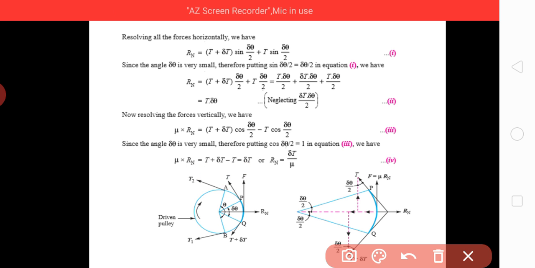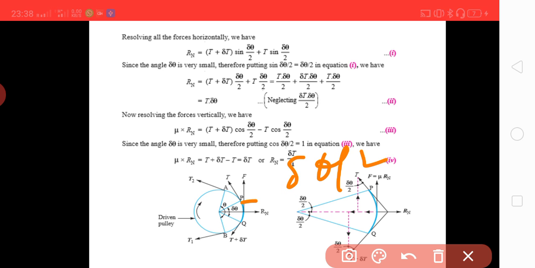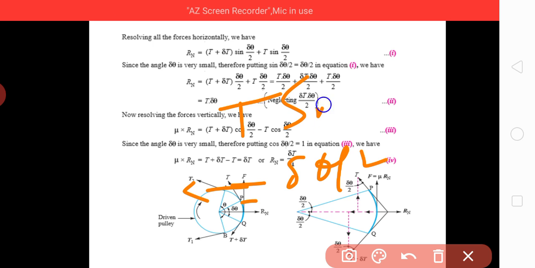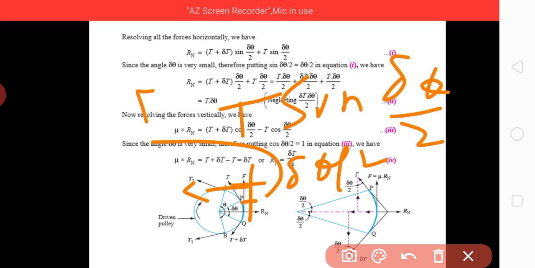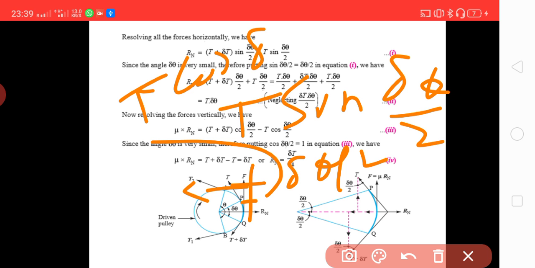Sorry, resolving the T horizontally and vertically, this angle is delta theta by 2 again, then this becomes T sin delta theta by 2, and this will be T cos delta theta by 2.